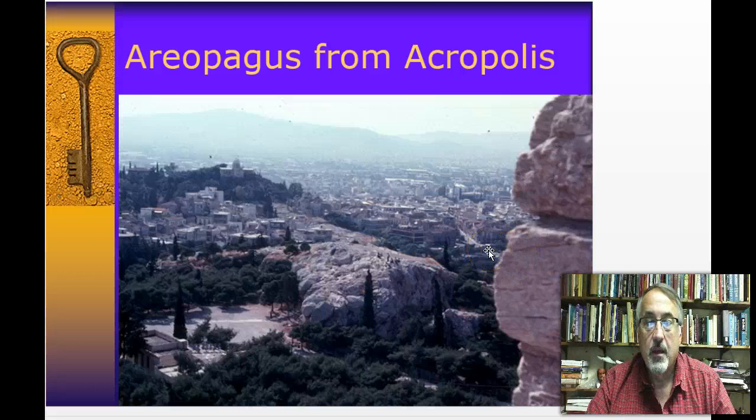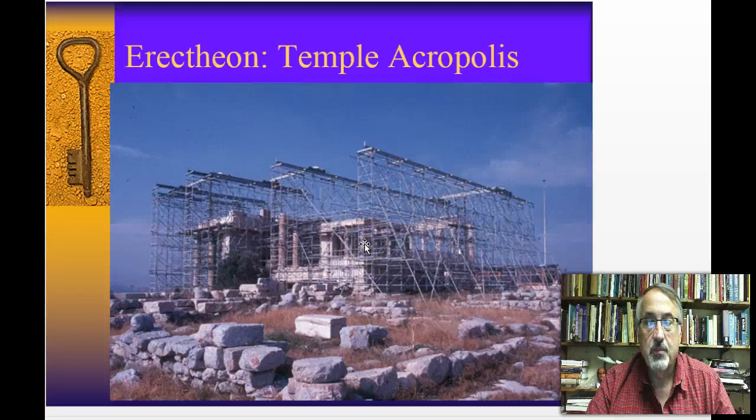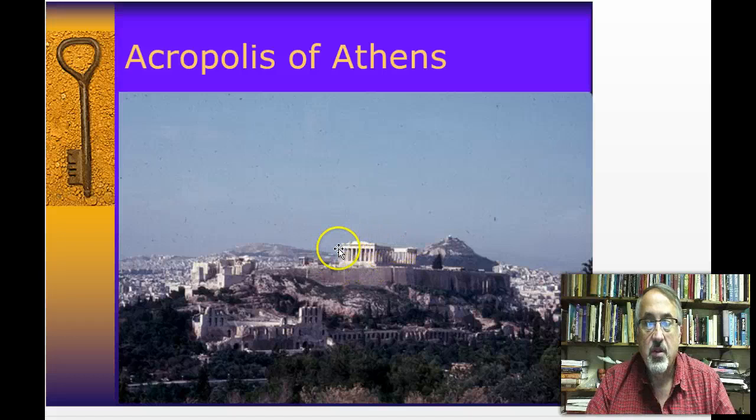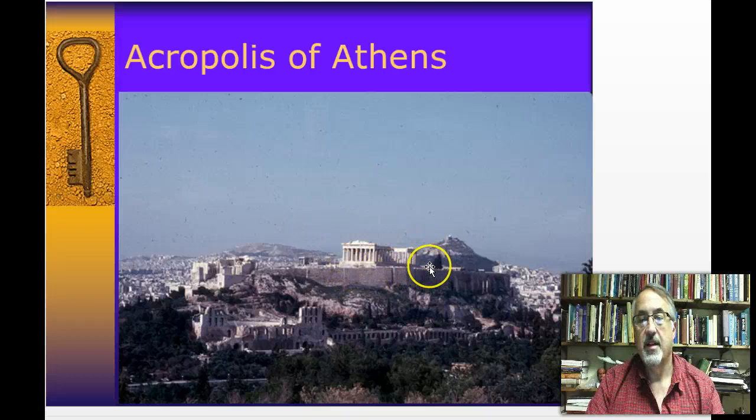Up on the Acropolis, you have the Erechtheion, a temple with colonnaded ladies and a lot of scaffolding in this picture. And here is, of course, the Parthenon, all constructed in the 5th century BC. This is named for the goddess Athena, from which the town Athens gets its name. And the Parthenon comes from the Greek word parthenos, which means virgin. So this is the virgin goddess, the temple to her.